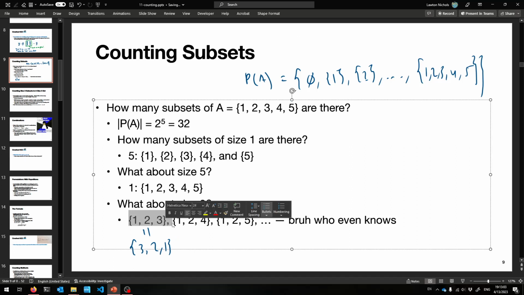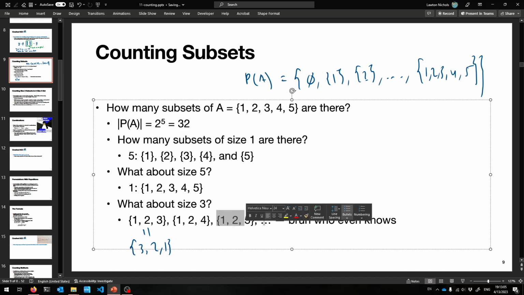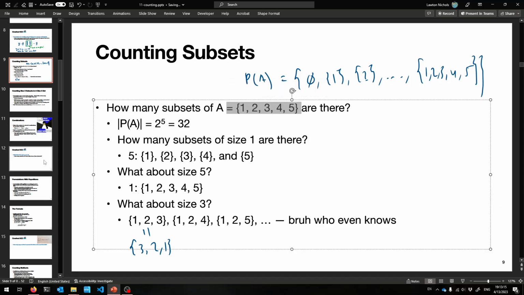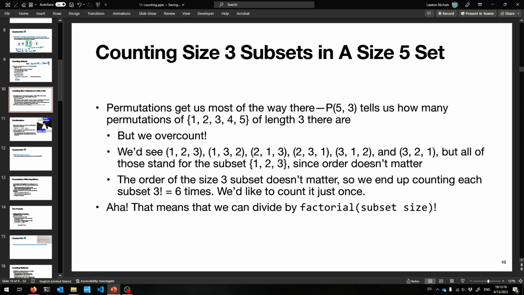You've got 1, 2, 3, you've got 1, 2, 4, 1, 2, 5, and then you probably give up. So let's talk about this, because it's easy for this one, it's easy for this one, this one's just weird. How do we count all the size 3 subsets of this set? How can we do it? So here, let's get concrete and try this.